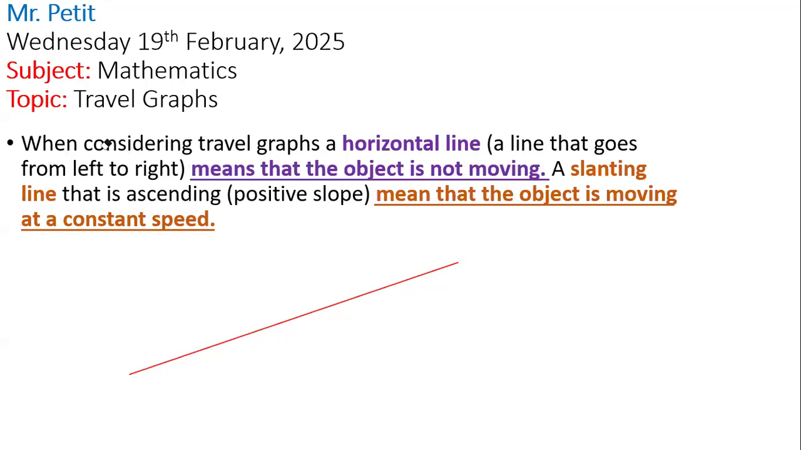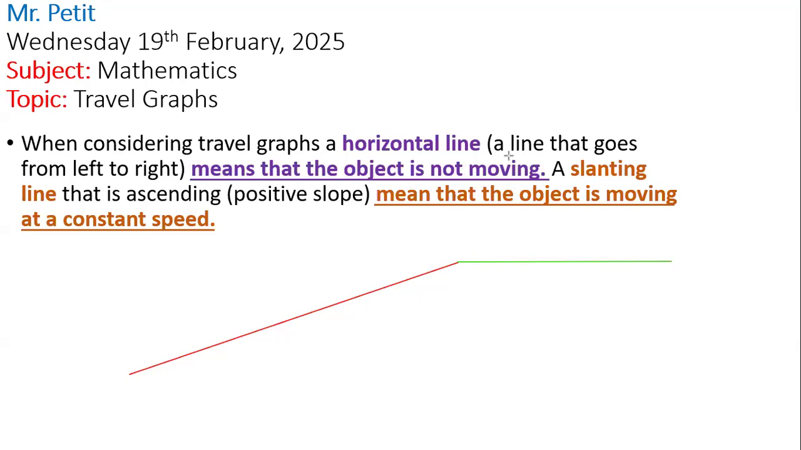Very good. Now, what if we have a horizontal line? What does a horizontal line mean? A horizontal line means the object is not moving at all.